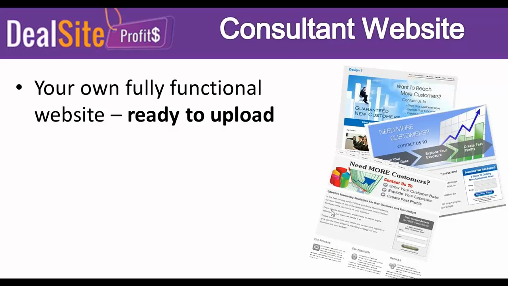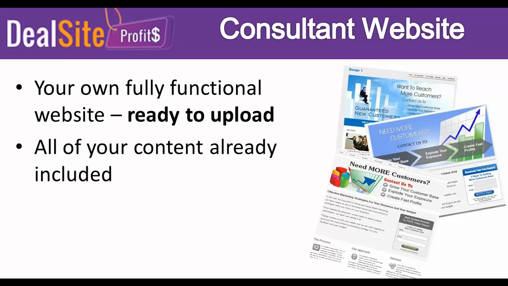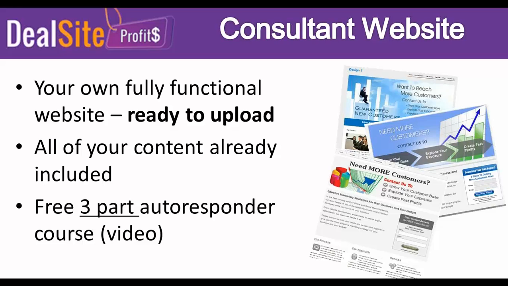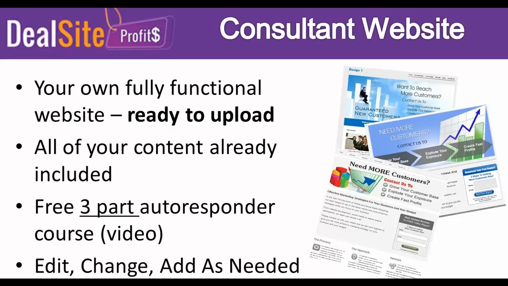Okay. So the next thing that you get is a website. If you want to be in business and look like you're in business, you've got a website. You log in, you can watch the tutorial videos on how to upload it. Everything's already done for you. You get this website, you upload it. It has a 3-part autoresponder course. It's built on WordPress. You can change it and add other services that you provide. But sometimes people love to have a website, something that they can put on their business card and tell people about.